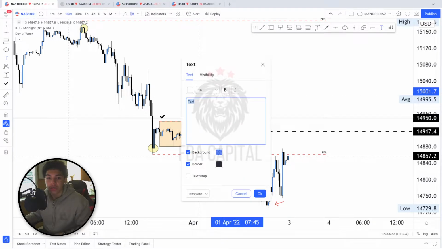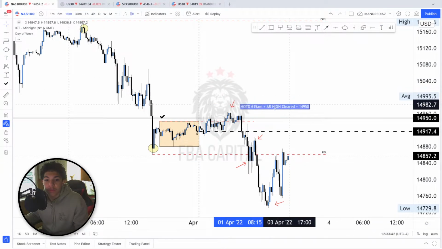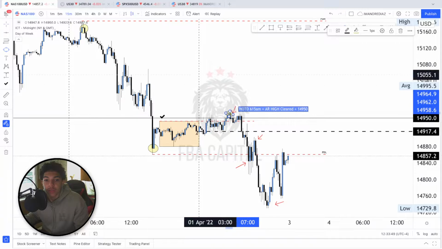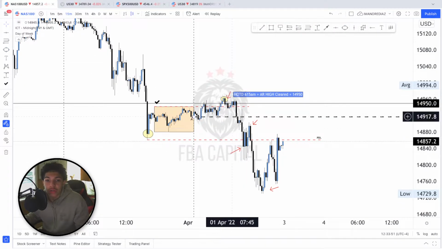So let's annotate that. High of the day at 6:15 a.m. after the Asian range high was cleared, along with creating that high of the day at 14,950. And that's what we have up here. And this is going to be an area that is going to be important. So we're going to annotate it with this ellipse because we're also going to use this at some point in the future.